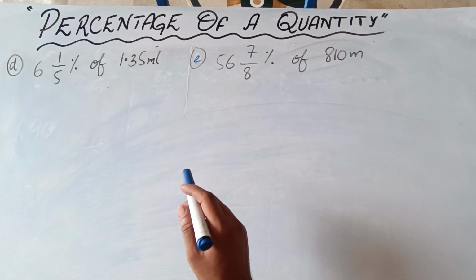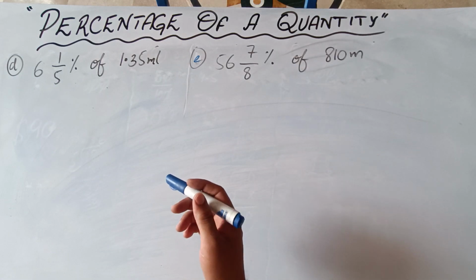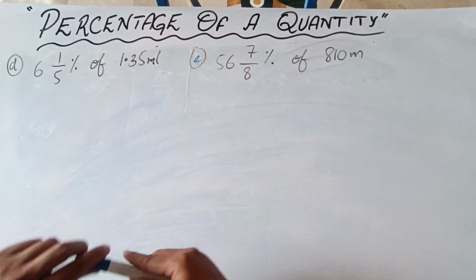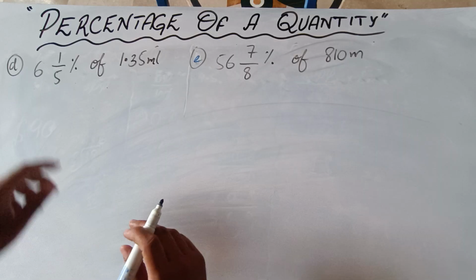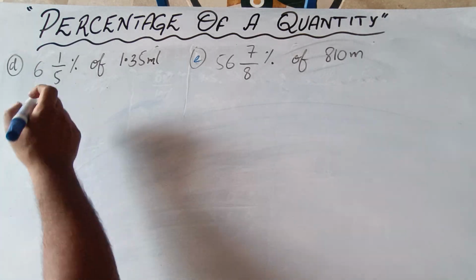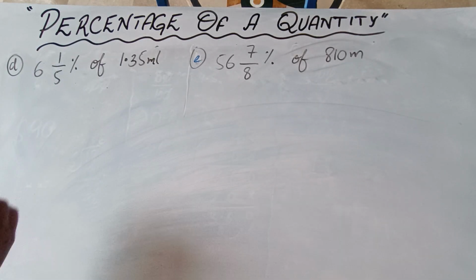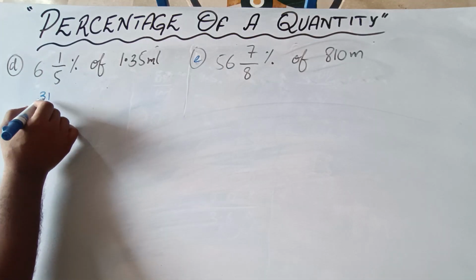6 whole 1 by 5. So we will do the simple maths. Now 56 whole 7 by 8. Now we will do the simple maths. First of all, convert this mixed fraction into improper fraction. 5 6s are 30 plus 1, 31 upon 5.